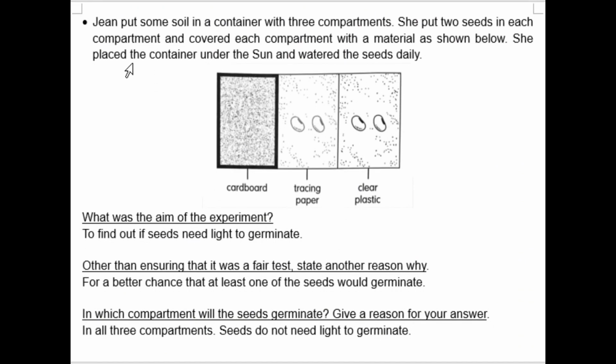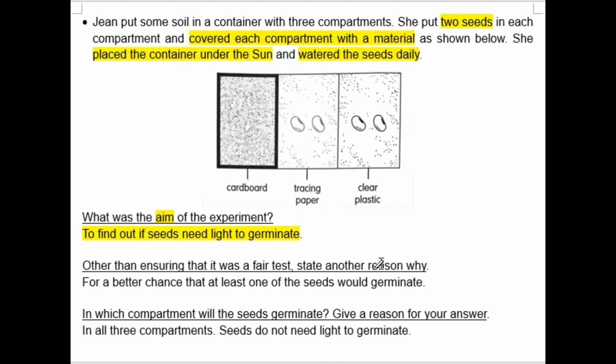Jean put some soil in a container with 3 compartments. She put 2 seeds in each compartment and covered each compartment with a material as shown below. She placed the container under the sun and watered the seeds daily. What was the aim of the experiment? To find out if seeds need light to germinate.